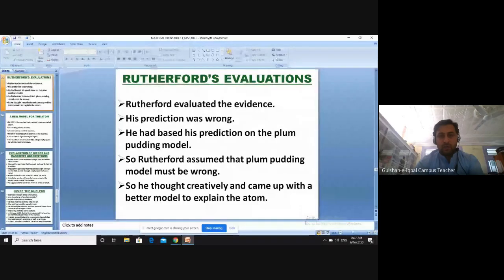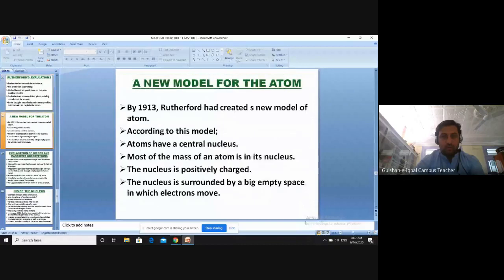Rutherford thought that the plum pudding model was wrong. Now we are going to see what new model was presented by Ernest Rutherford. In 1913, Rutherford created a new model for the atom, and this model is quite different from the model put forward by plum pudding.